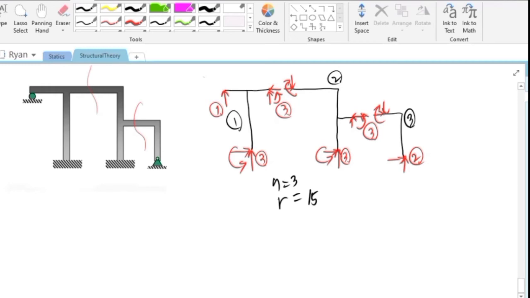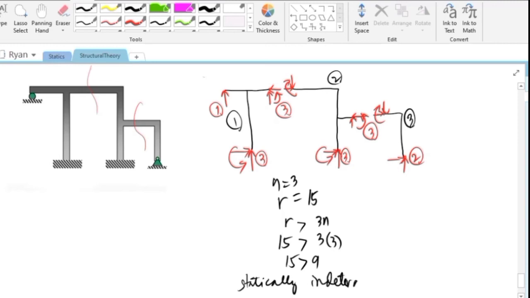So checking for the relationship between the r and the 3n, r is 15, this is 3 times 3, 15 is greater than 9. So meaning this is statically indeterminate. So 15 minus 9, that would give us 6, to the 6th degree.